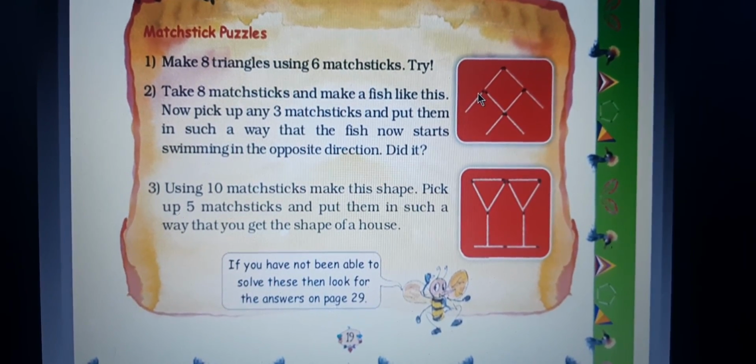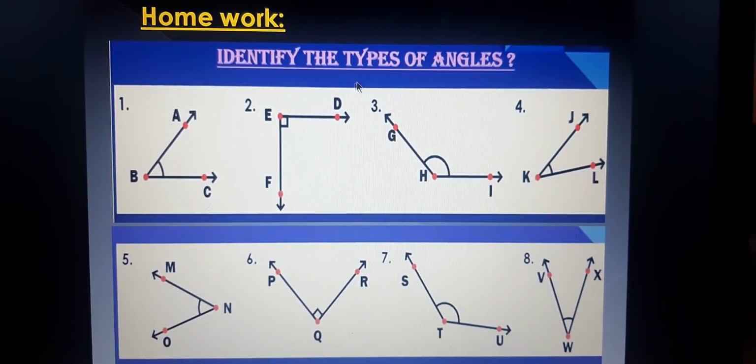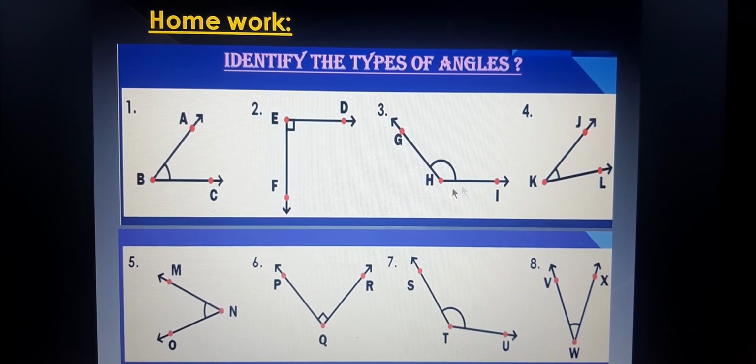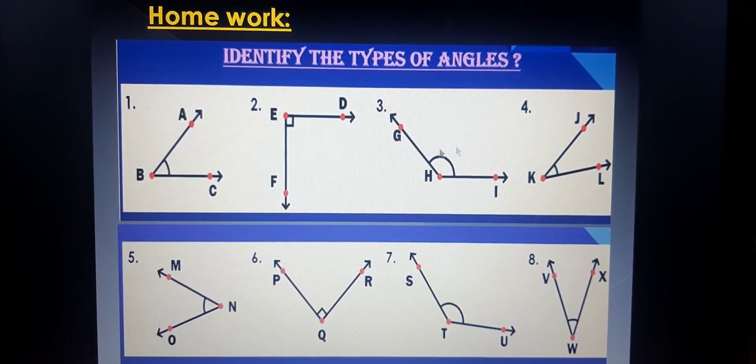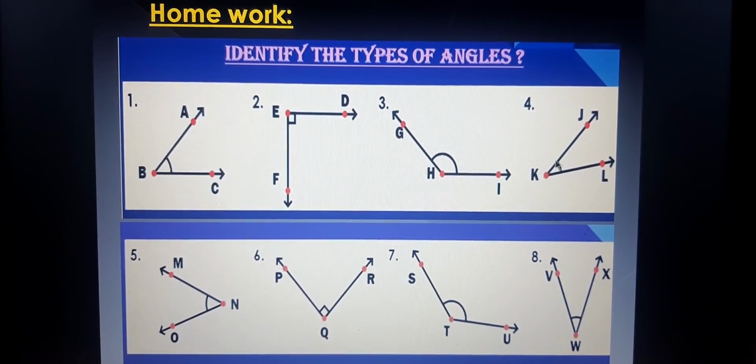Okay, now coming to the next and last one, that is your homework. Identify the types of angles, the 8 examples I gave you here. So you just identify the names of these angles and write them down in your homework book.